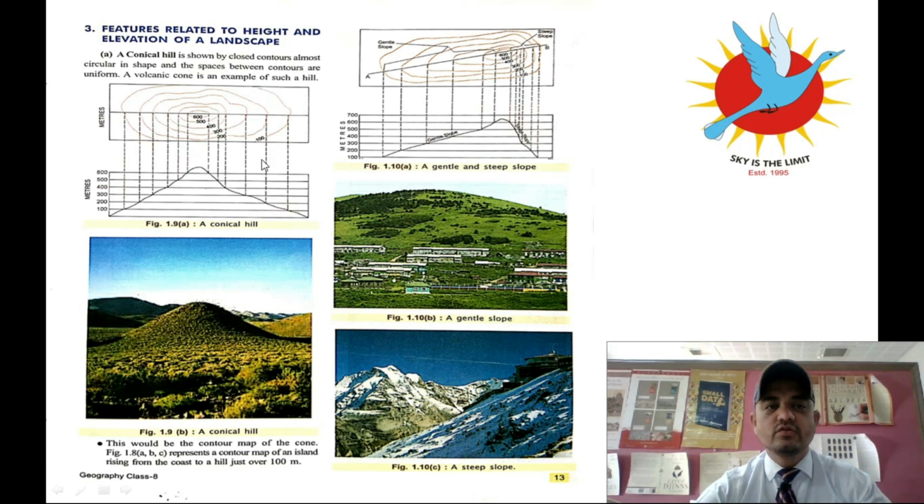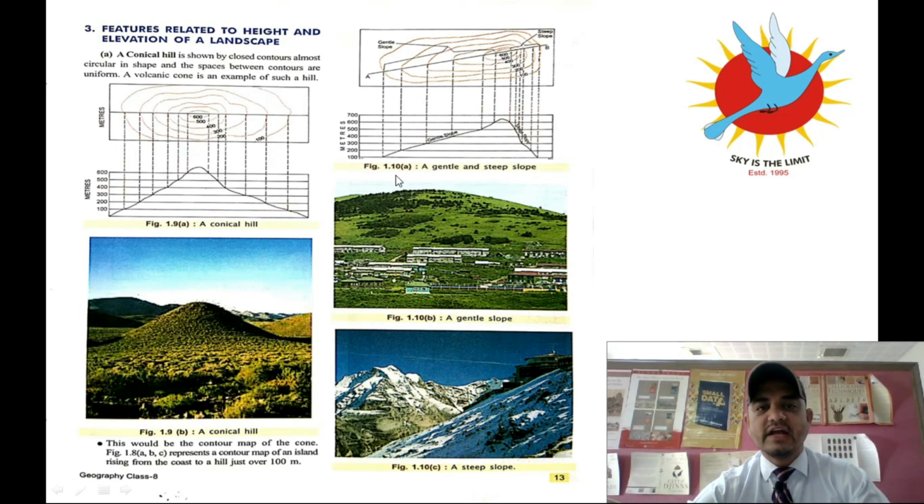Now a conical hill is shown by closed contours, almost circular in shape, and the space between contours is uniform. It means there is uniformity between all the contours represented here, like 100, 200, 300, 400, 500, 600, and see the gap is almost equal. So it shows that on that surface area there is a conical peak, and this is the feature shown in 1.9b, a conical peak. This is the real picture of the conical peak, and this is the contour representation and the cross section of the conical peak.